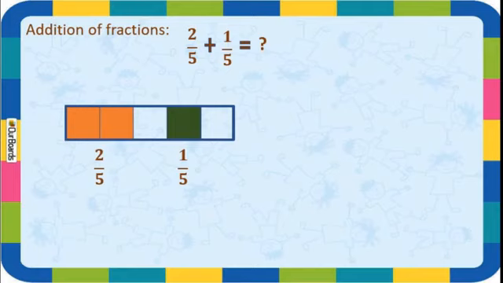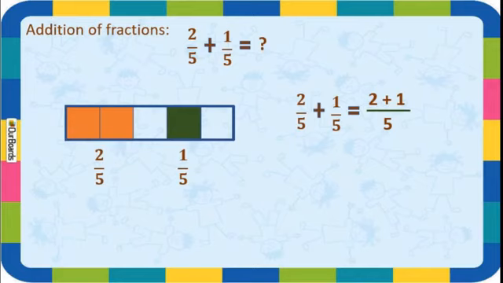Now from the picture we got the answer, right? How many colored parts are there? We got the answer, but according to the steps we will see 2 upon 5 plus 1 upon 5 is equal to, here we will write the denominator and we will add the numerators. See, numerator is 2 plus 1 and the denominator we have to write only one time, that is 5, because it is common. Got this, students? We are using this method for like fractions. Means the denominator should be same.